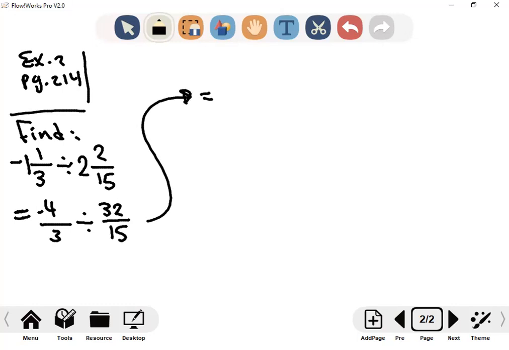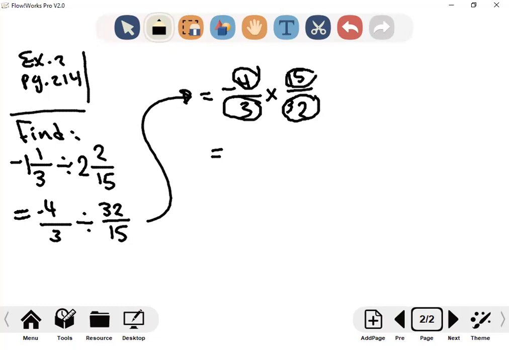The first fraction stays the same, -4 over 3. The division becomes multiply. Then you switch or you flip, right? To be 15 over 32. Now in multiplication, we can use the idea of crossing, right? Here you have 4. It can be simplified with 32. Both can divide on 4, right? And you have a 3. It can be simplified with 15. Both can divide by 3.